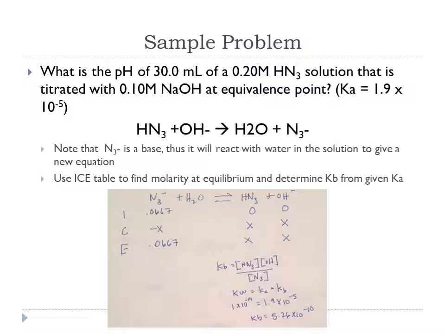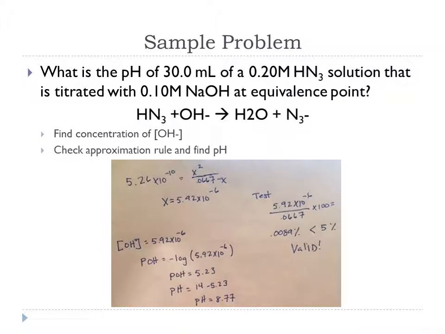Since N3 minus is a base, it will react with water in solution to give the following equilibrium equation. This part we should all be familiar with because we can use the ICE table to find the molarity of OH at equilibrium and find the Kb from the given Ka using Kw. After you find the concentration of OH, we can use the negative log to find the pOH and use the pOH to determine the pH at equivalence point.